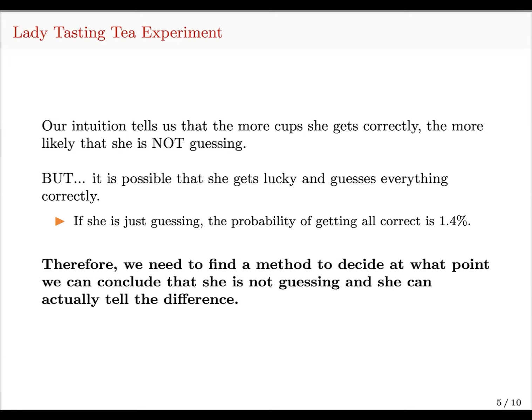Therefore, we need to find a method to decide at which point we can conclude that she is not guessing and that she can truly tell the difference. And this is where statistics comes in. In other words, statistics helps us make conclusions about our research question after we have collected the data. More specifically, statistics is a method scientists use to make conclusions regarding the mechanisms underlying the observed data.